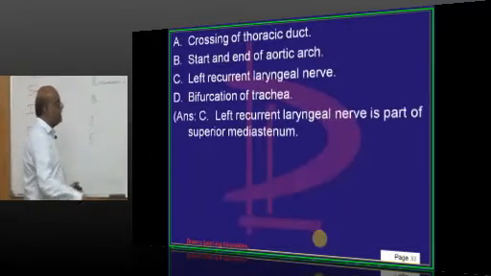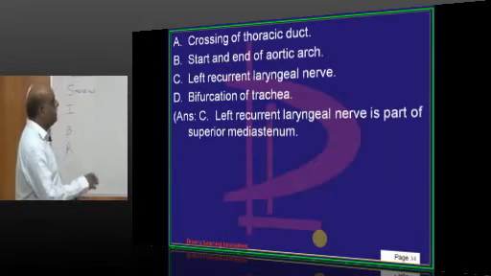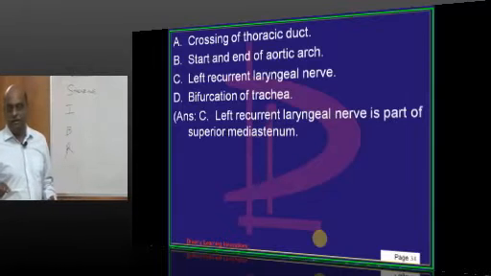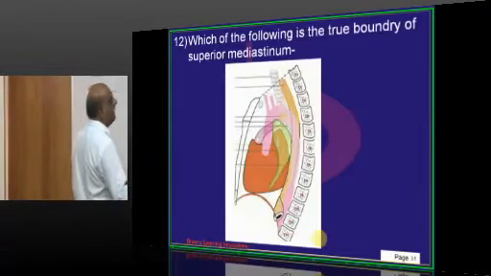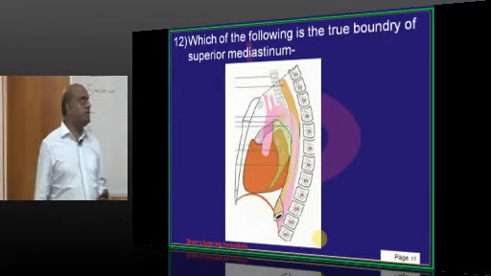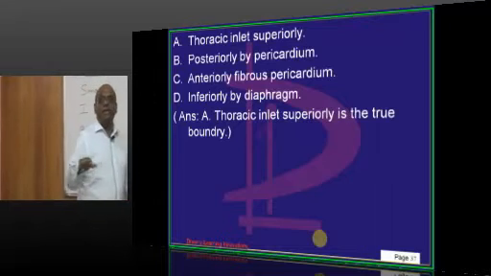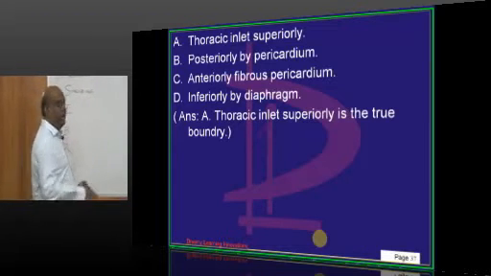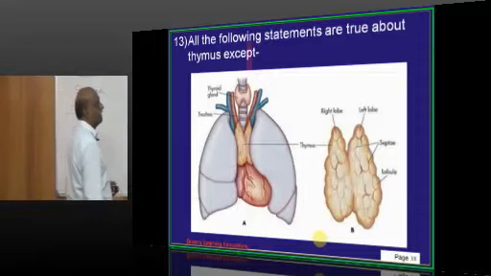At the level of the thoracic plane, what are the various structures? All this but not the left recurrent laryngeal nerve, which is part of the superior mediastinum. Coming to the superior mediastinum, which is a boundary? So, thoracic inlet superiorly is considered to be the true boundary is what you need to appreciate.